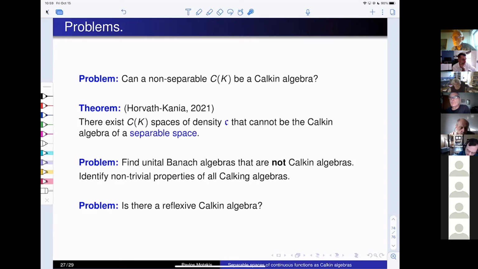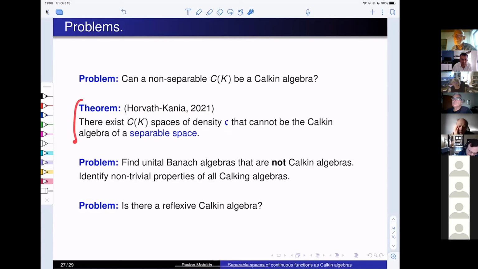So as far as general non-separable C(K) space Calkin algebras go, Bence and Tomek proved recently, by a combinatorial pigeonhole principle, that you can find C(K) spaces of large density, continuum, or basically any density you want, that are not Calkin algebras of some space of the appropriate density. So this does not mean they are not Calkin algebras, but it means they are not Calkin algebras of a space that is of similar density.